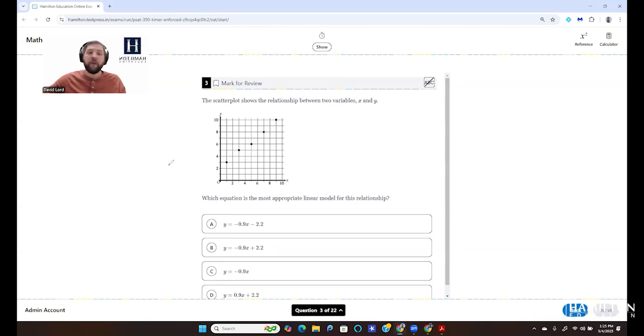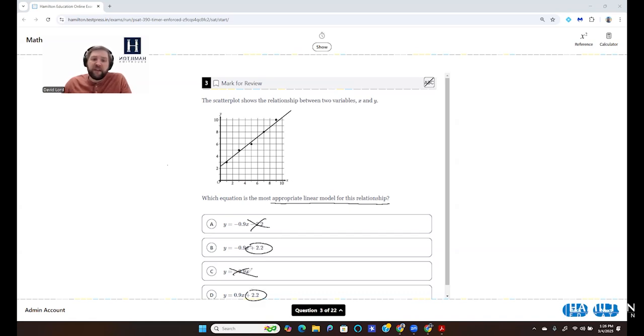Question 3. We have a scatter plot here. Which equation is the most appropriate linear model for this relationship? Okay, so we can eyeball it and see that it's basically looking something like that. And probably looking at the y-intercept, which was 0, 2 point something, so it's not going to be a negative 2.2, probably a positive 2.2.